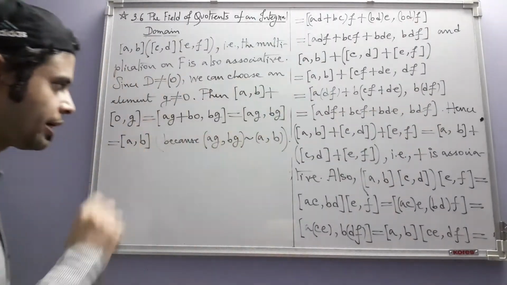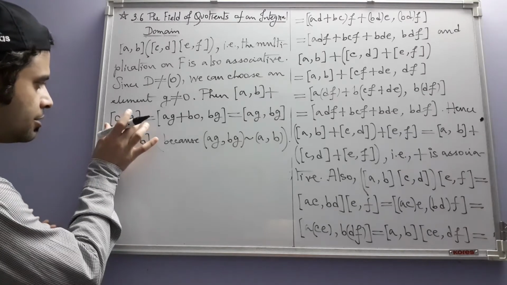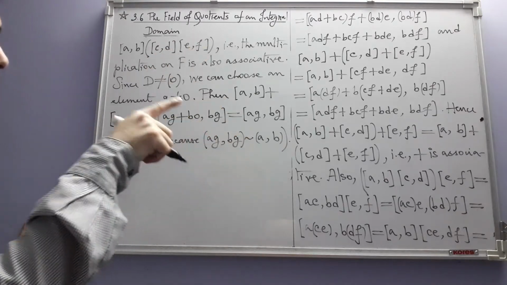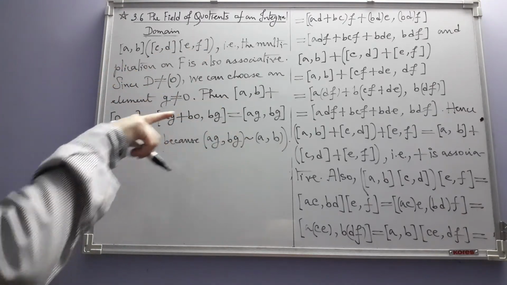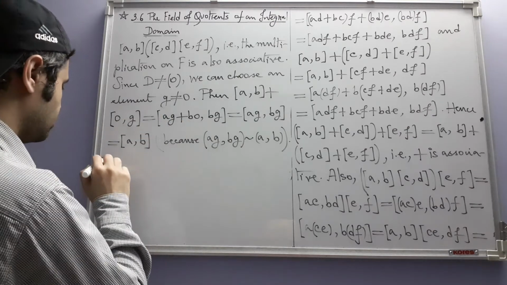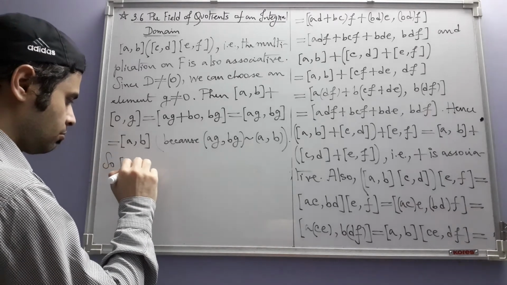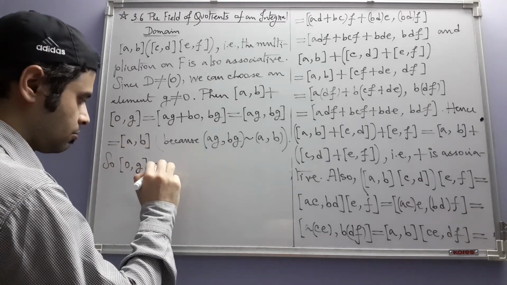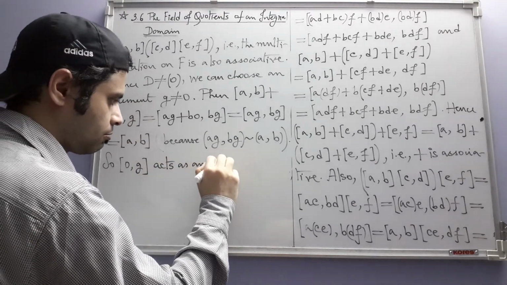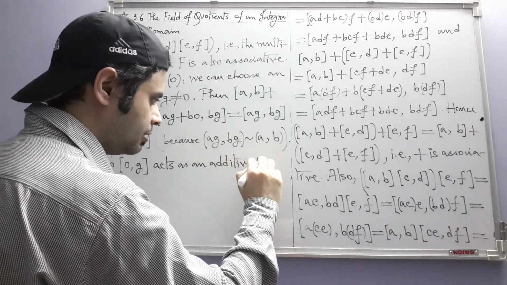Actually, to show that this is an additive identity, we also have to ideally calculate (0, g) plus (a, b). But since we have already shown that the operation addition is commutative, we don't have to do that. So (0, g) acts as an additive identity.